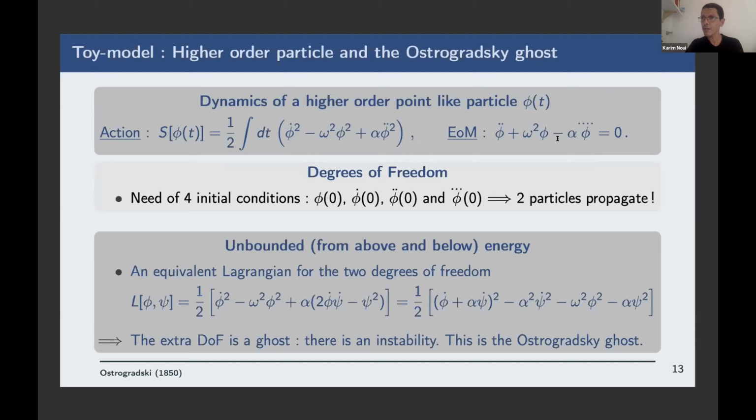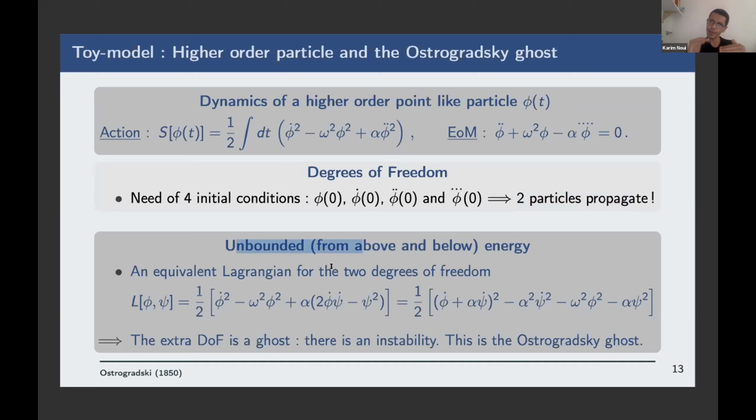So of course, as you have four derivatives of the scalar field, you need four initial conditions. So this 4 is 2 times 2. And of course, this means that you have two particles which propagate in this theory. So in general, when you have higher order terms, then you have 2 degrees of freedom propagating instead of only 1. So what's the problem with that? A priori, why not have 2 particles and 2 degrees of freedom propagating? But if you look closely at the theory, you will see that you have an instability because the energy is not bounded, neither from above nor from below.